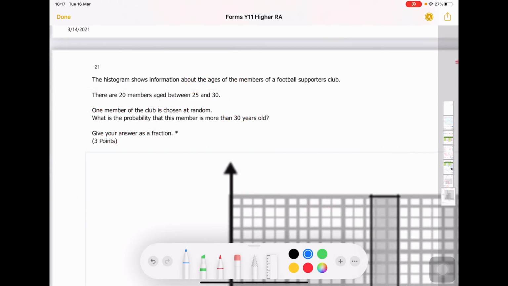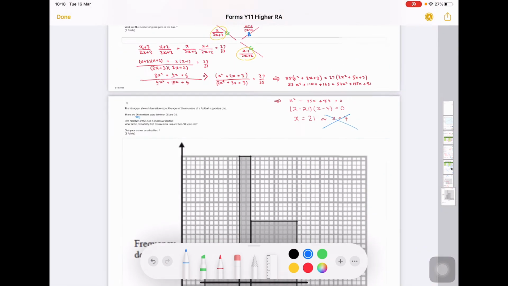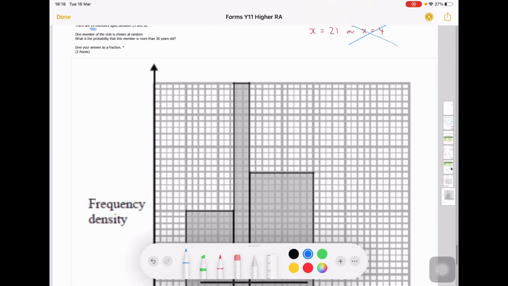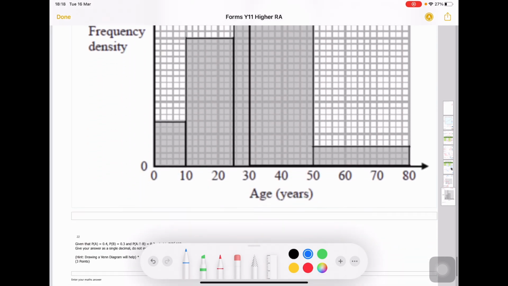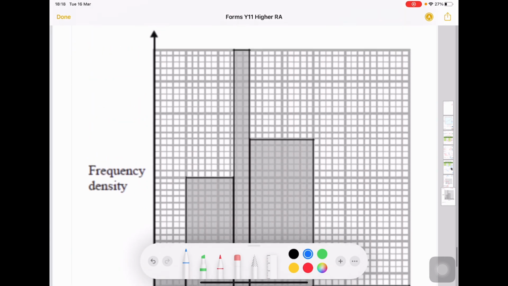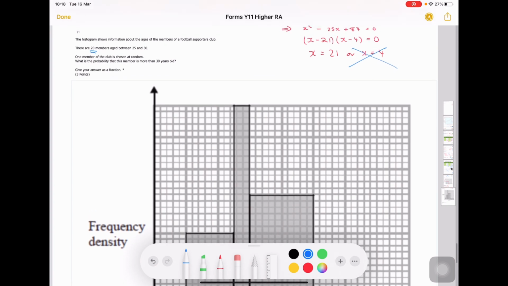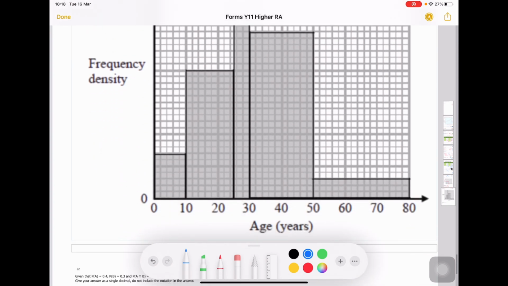The histogram shows information about the ages of the members of the football supporters club. There are 20 members aged between 25 and 30. One member of the club is chosen at random. What is the probability that this member is more than 30 years old? So the 20 members thing is probably going to be important. We know that the frequency of the third bar is 20.